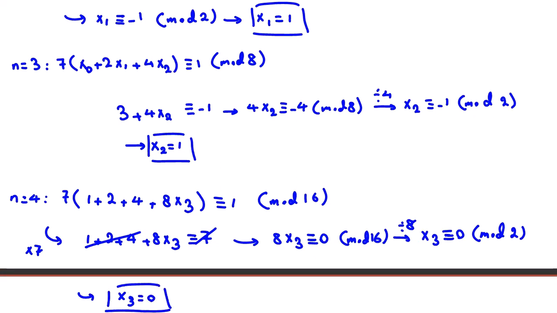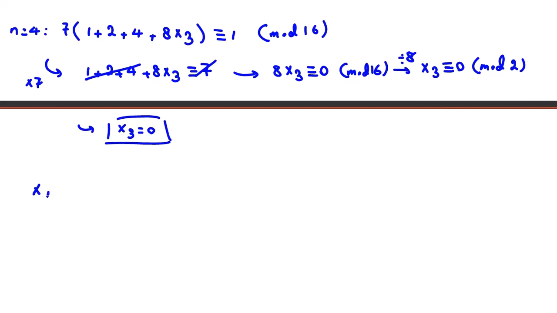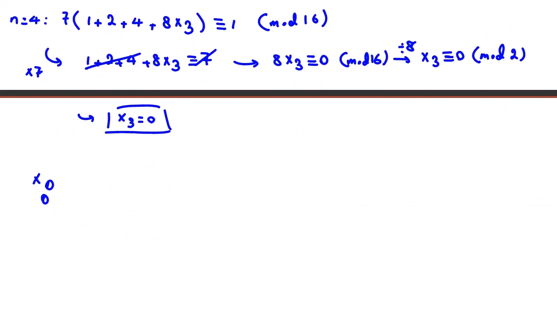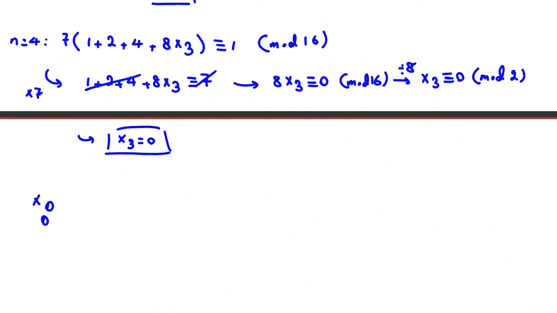So here you can continue this approach. X0 is 1. X1 is 1. X2 is 1. X3 is 0. So can you guess which xi's are 0? If you check x4, let's also check x4. Consider n equals 5 and try to find x4 first on your own.